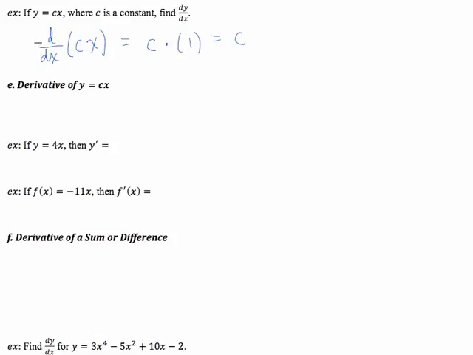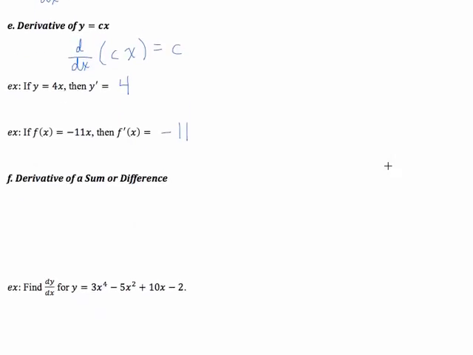What I'm saying here is that the derivative, or the slope of a tangent line to a line, is actually the slope of the line itself. So the derivative of y equals cx is just the constant, or the slope c. So if the function is y equals 4x, then its derivative is simply y prime equals 4. It's the slope of the line 4x, which is the coefficient of x. Or if, for example, f of x equals negative 11x, then its derivative is negative 11.